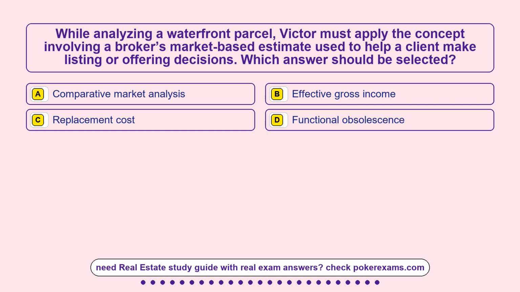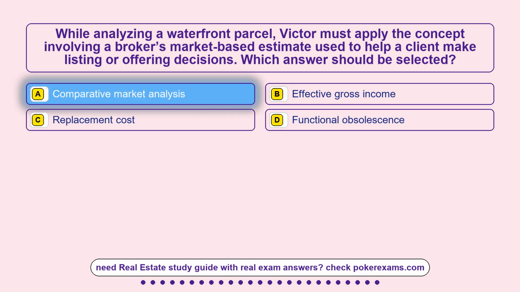Question 18. While analyzing a waterfront parcel, Victor must apply the concept involving a broker's market-based estimate used to help a client make listing or offering decisions. Which answer should be selected? Option A, a comparative market analysis. Option B, effective gross income. Option C, replacement cost. Option D, functional obsolescence.